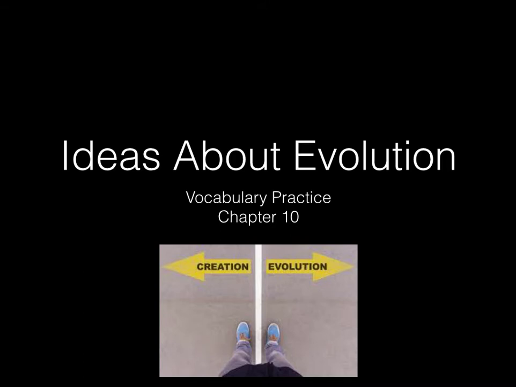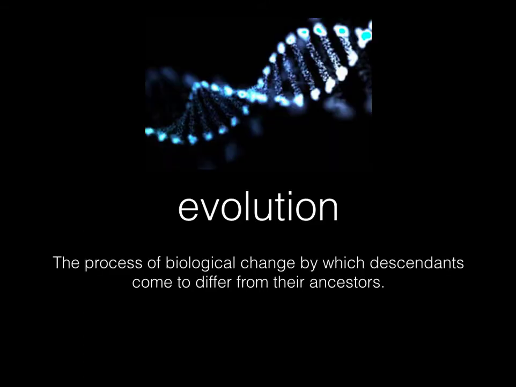So this week we have some vocab words to share, and so make sure that you're filling out your vocab sheet as we go through these vocab words today. Our first vocab word, obvious choice, evolution. This is the process of biological change by which descendants come to differ from their ancestors. So this doesn't necessarily always mean that we're changing species. It could mean that, but it's also referring to just the change within a species overall. And this actually happens on an everyday basis.